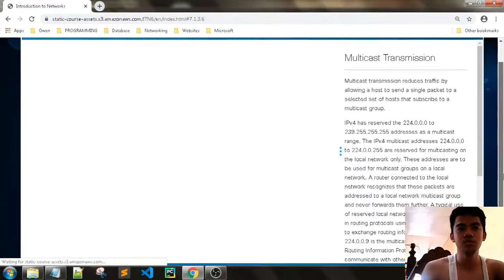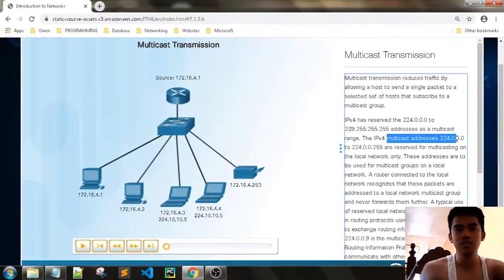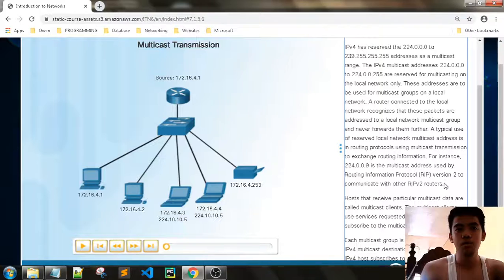For multicast transmission, we have a range for multicast addresses. We have 224.0.0.2, which is reserved for multicasting on the local network. It's a multicast transmission.